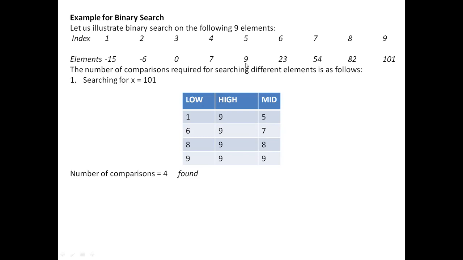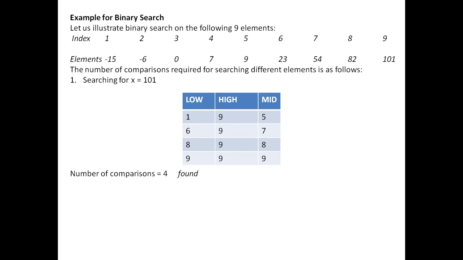So my search range is reduced from here to here. It is reduced to index 6 to 9. So my low index becomes 6. Still my high index is 9. What is the middle index? 6 plus 9, 15, by 2, 7.5, 7. So middle is 7. What is the value in the 7th index? 54. So 54 is less than my search value 101.